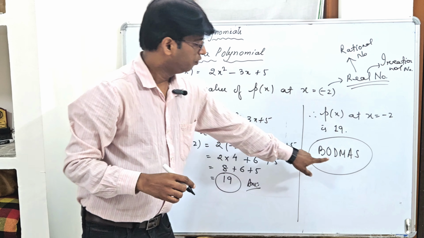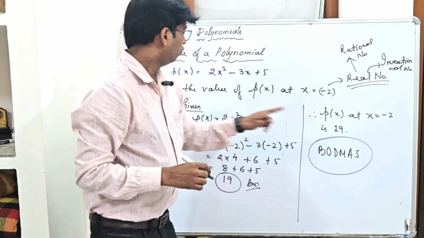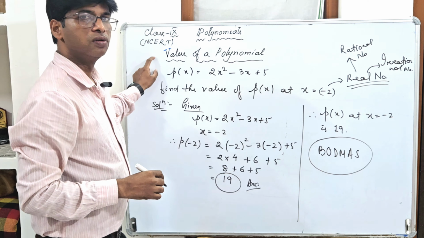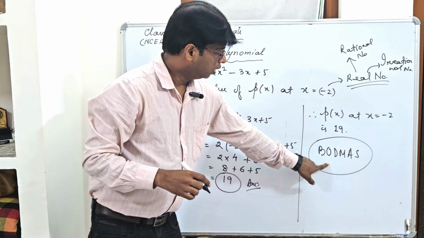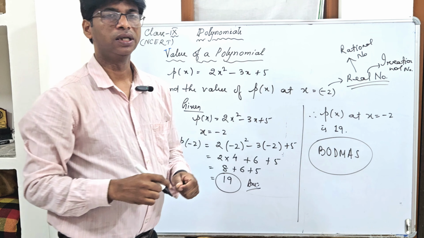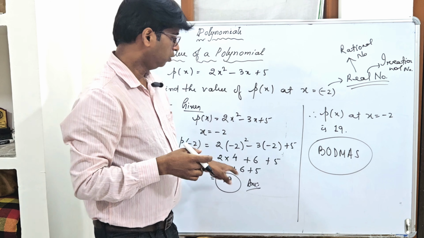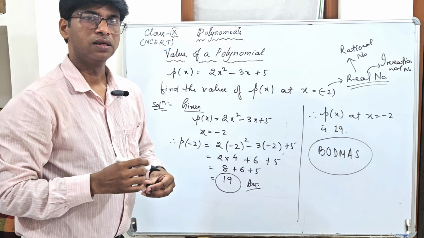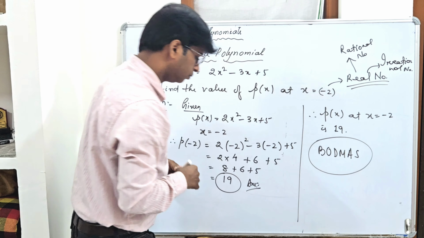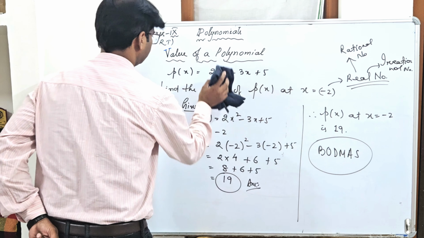That's why simplification rules must be followed while finding the value of a polynomial also, because this rule will be there till you study mathematics. Every time you'll see the BODMAS rule is very helpful to simplify and get the correct answer. Okay, so let us do another example.